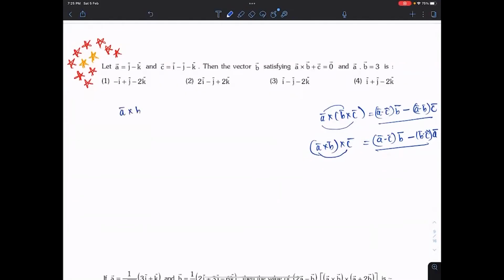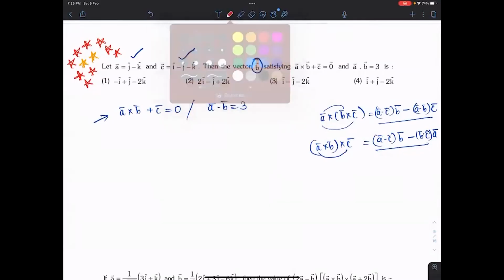Okay. Now coming to this one. A bar cross B bar plus C bar is 0. And they give A bar dot B bar, which is how much? 3. Then they are asking to find the vector B bar. Now you see they have given A bar and C bar. Now what you do is here, this equation. See, A bar, C bar is given. So unless you know B bar, you can't do this cross product. But you have to find B bar. No? Okay. So you need to get rid of this cross product.